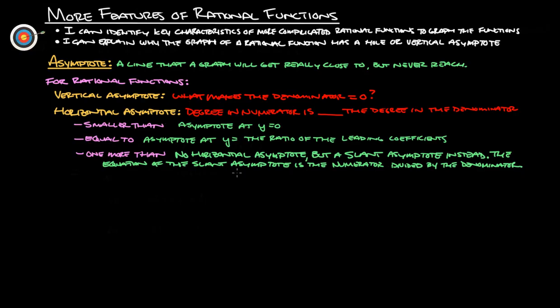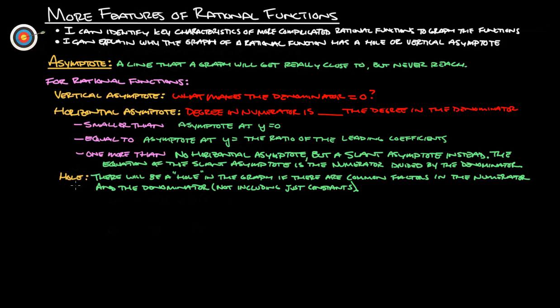Okay? The equation of the slant asymptote is the numerator divided by the denominator. We'll take a look at one of those too. One last thing is holes. There will be a hole in the graph if there are common factors in the numerator and the denominator, not including just the constants. So common factors. We'll take a look at that also, I believe, in our first example.